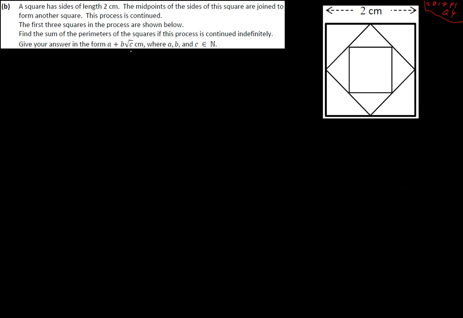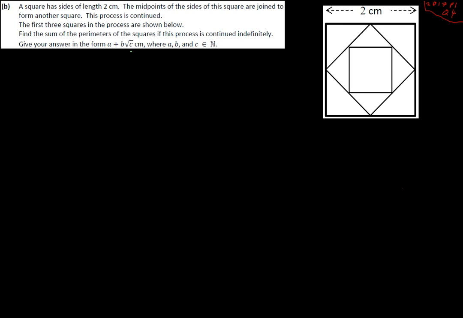A square has side length of 2 centimeters. The midpoints of the sides of this square are joined to form another square. This process is continued. The first 3 squares of the process are shown below. Find the sum of the perimeters of the squares if this process is continued indefinitely. Give your answer in the form a plus b root c centimeters, where a, b, and c are natural numbers.